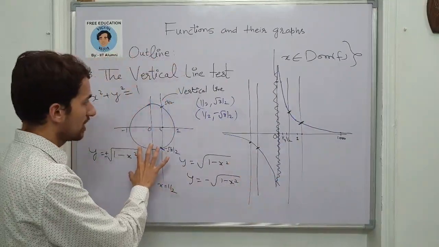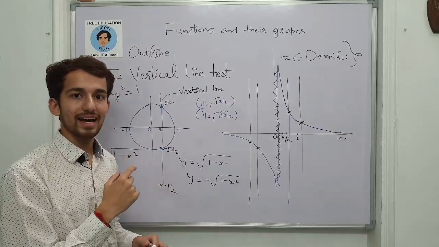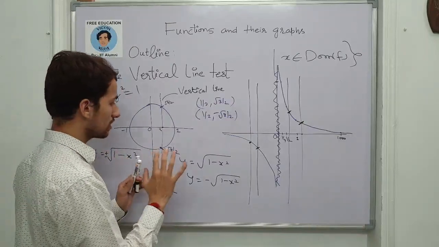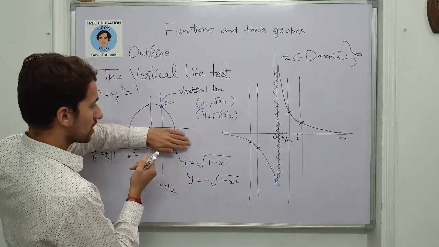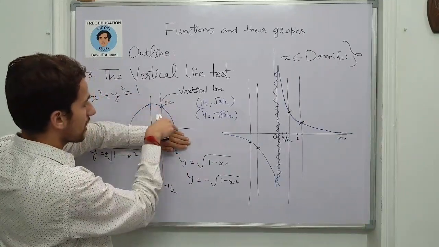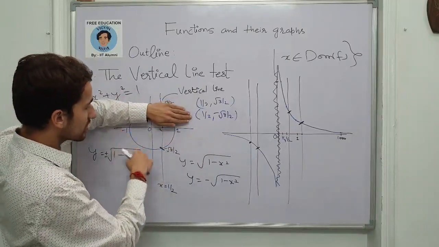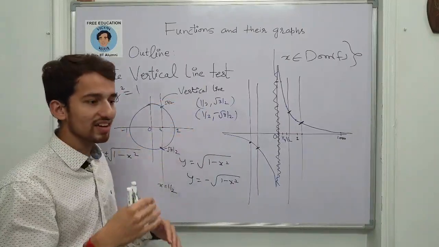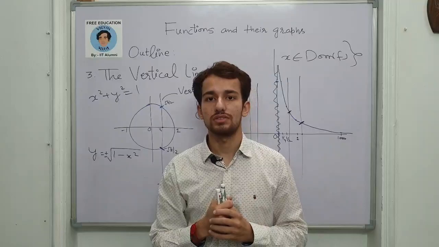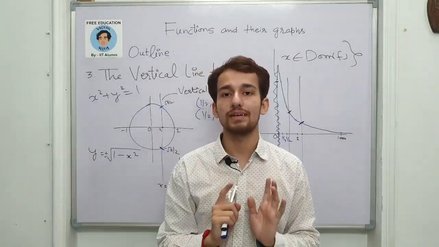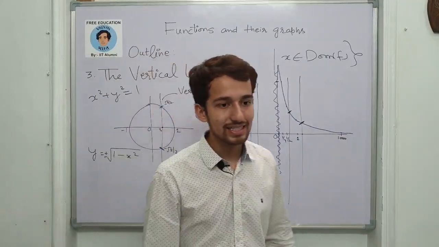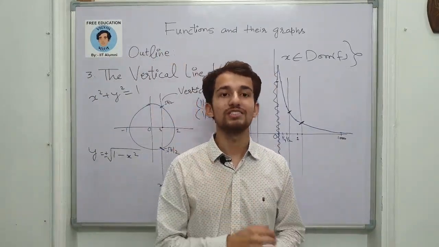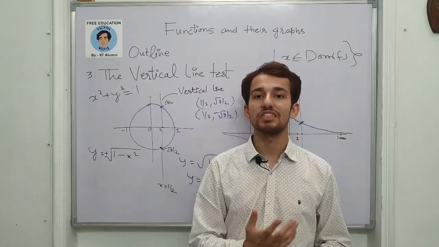The circle is not a function, but you can redefine it. If I see one part of this curve at a time, if I take only the upper semicircle or the lower semicircle, then we can define them as functions, taking only one at a time into account. So you got clarity on what this vertical line test is, and how it is very useful for determining whether a given curve is a function or not.